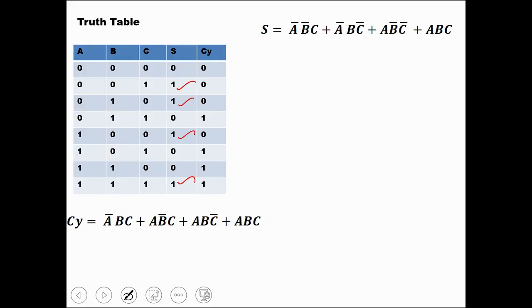So these are the rows which have 1 output. So for the second row, the product term is A bar, B bar, C.